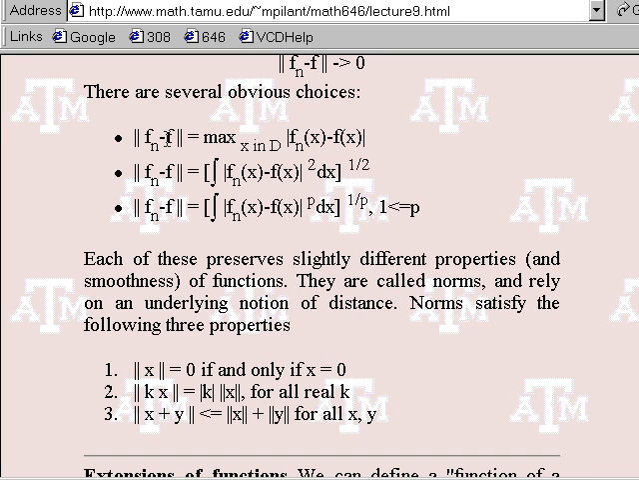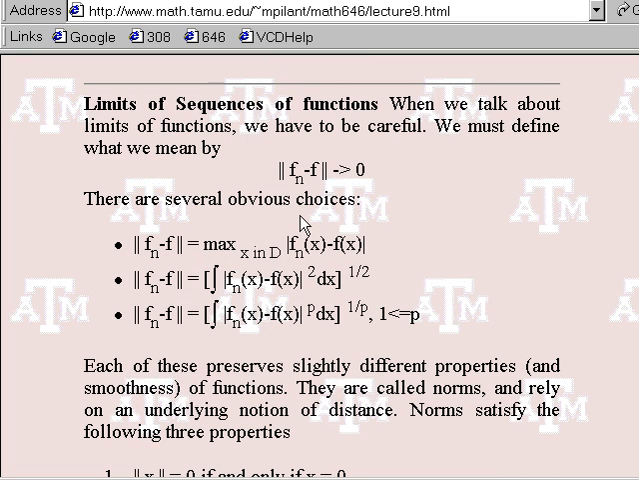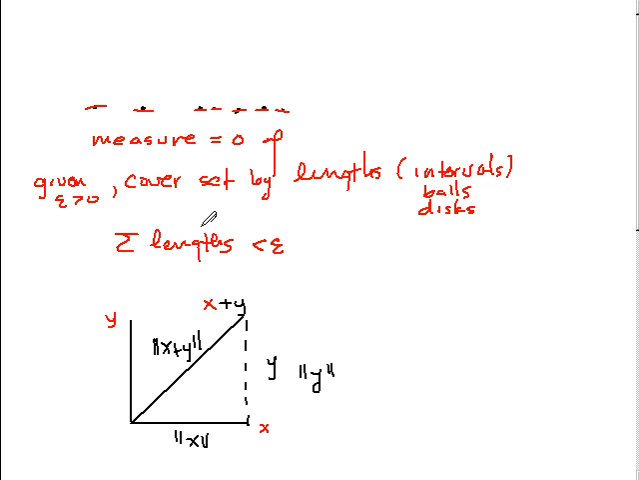So the idea, though, is that anytime you have different norms, they're not all equivalent in the sense that you can have a sequence which converges to 0 in one norm and not in another. So, for example, you might have a sequence of functions that converge in the sense of their area to 0, but not in terms of their height.